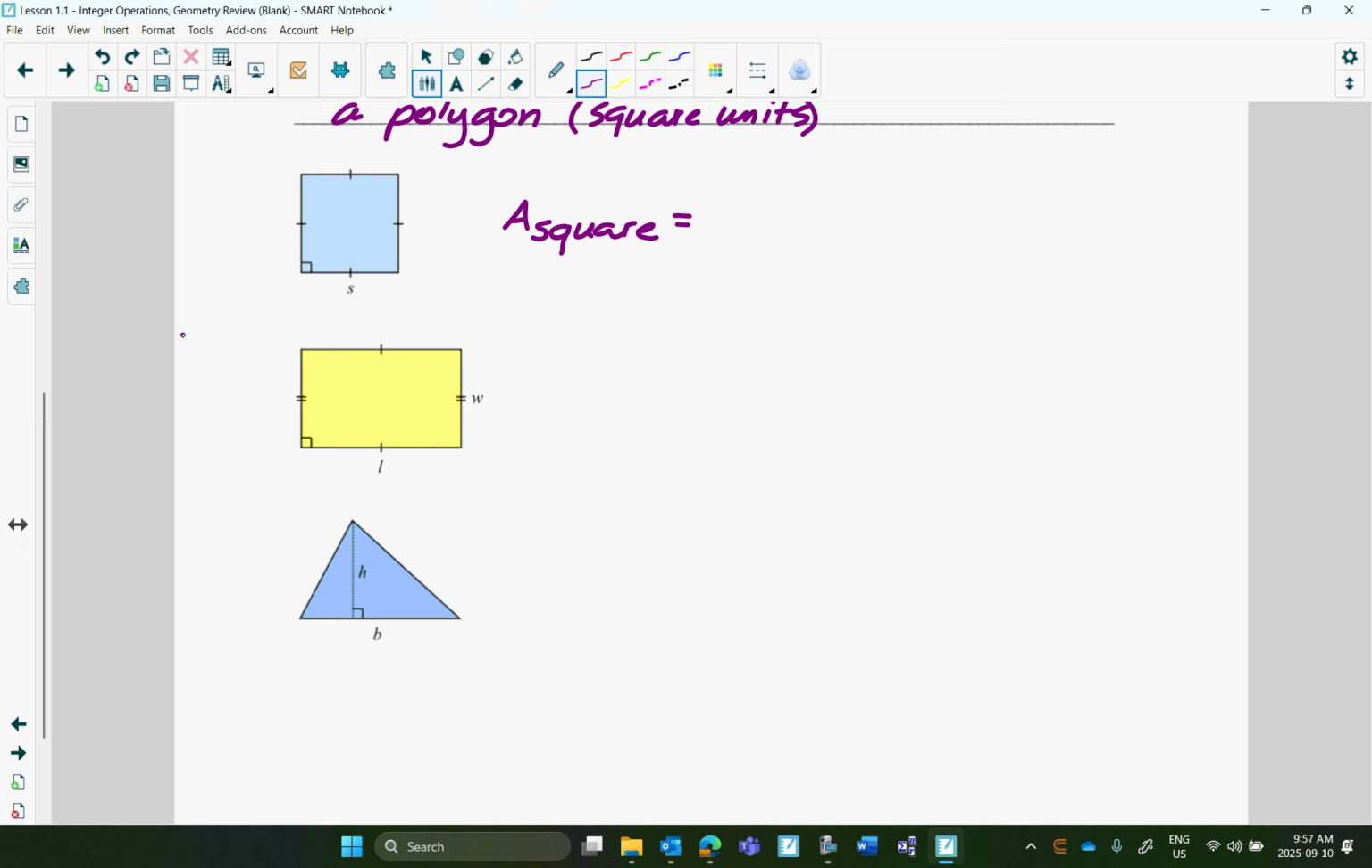Length times width, but in a square, they're the same, aren't they? So it'd be S times S. What's an easier way to say S times itself? Which we'll talk about a little bit later in the course. Exponents.